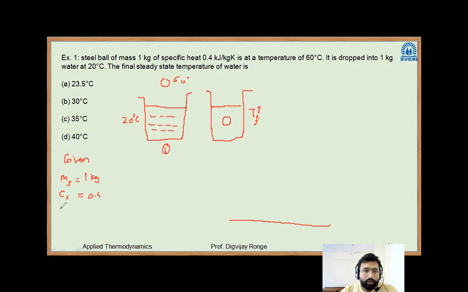Initial temperature of the steel ball is TS. I will write down TS. It is 60 degrees Celsius. Now the initial mass of water here is 1 kg. Now C for water is a very standard value, 4.187 kilojoule per kg Kelvin. And the initial temperature of water here is 20 degrees Celsius.